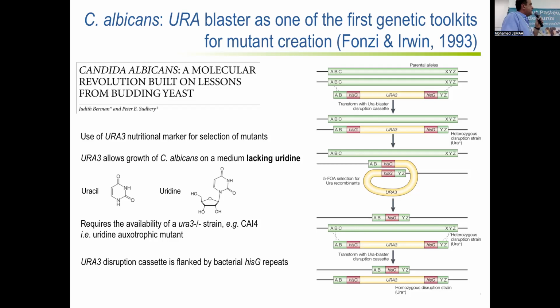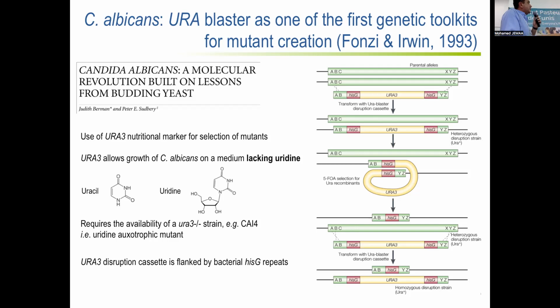bacterial sequences. These are bacterial components, direct repeats. So the cassette goes and replaces 1 copy of the gene, then intramolecular recombination loops out and excises the marker, and then you can use the marker again to delete the 2nd copy. So it's a tedious process, really. You have to select first, excise, and then reselect again.